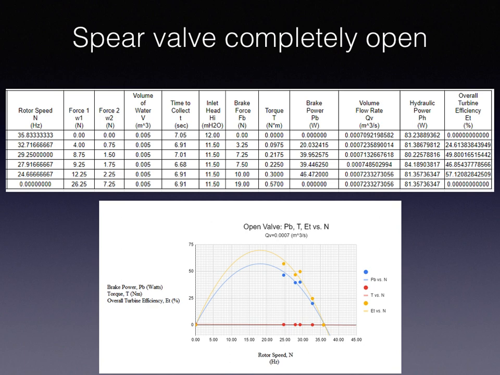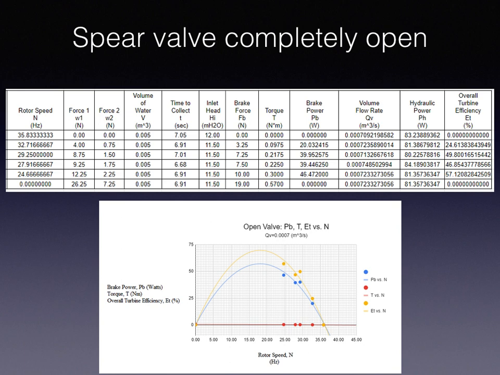Here is our data for the spear valve completely opened. The column on the left displays our rotor speed, or how fast the rotor was turning. The difference in these two readings are spring balance readings. This tells us how much brake power was used in newtons to slow down or stop the turbine. Next, we have our volume. This is our volume of water in cubic meters over our time. To collect 5 liters of water gives us our flow rate shown here. In the last 2 columns, we have our hydraulic power in watts and our overall turbine efficiency.